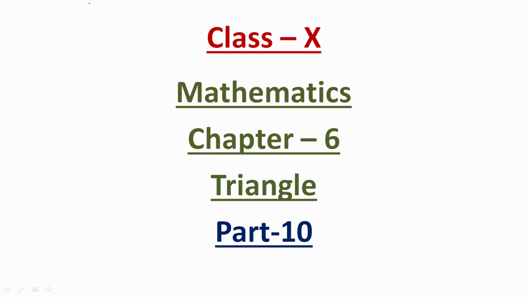Good morning, students. Today I am going to solve the next question from exercise 6.5, and the next question is question number 6. ABC is an equilateral triangle of side 2a. Find each of its altitudes.